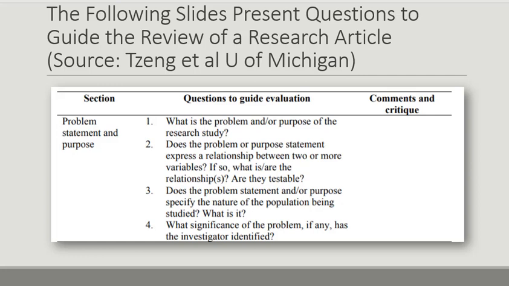Does the problem or purpose statement express a relationship between 2 or more variables? Are they testable? Does the problem statement and/or purpose specify the nature of the population being studied? What significance of the problem, if any, has the investigator identified?